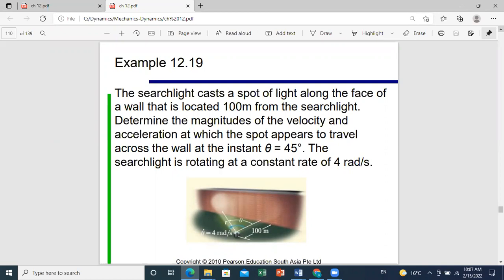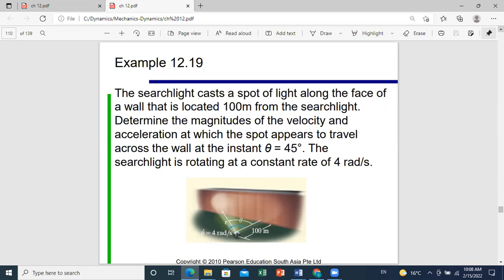The searchlight casts a spot of light along the face of a wall that is located 100 meters from the searchlight. Determine the magnitudes of the velocity and acceleration at which the spot appears to travel across the wall at the instant theta is equal to 45 degrees. The searchlight is rotating at a constant rate of 4 radians per second.